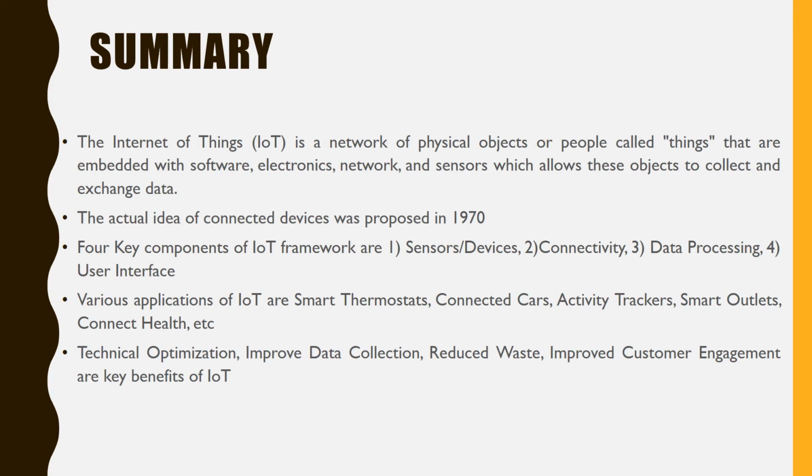Various applications of IoT are smart thermostats, connected cars, activity trackers, smart outlets, and connected health. Then technical optimization, that is, to improve data collection, reduce waste, and improve customer engagement are the key benefits of IoT. So these are the various benefits of having the IoT technology.